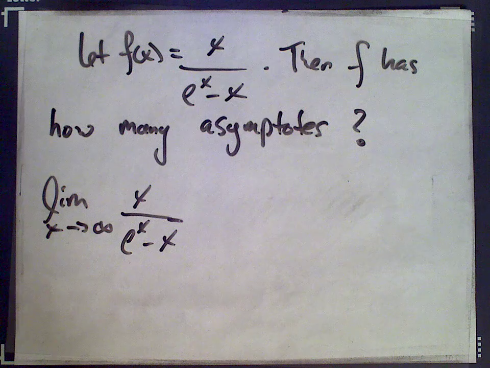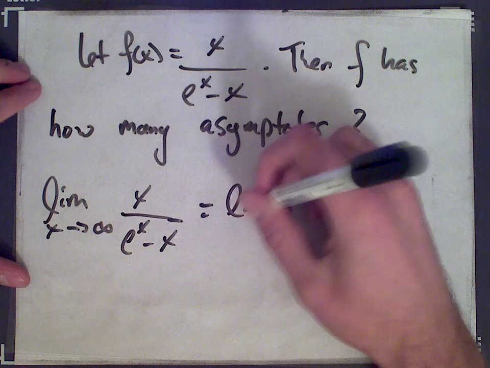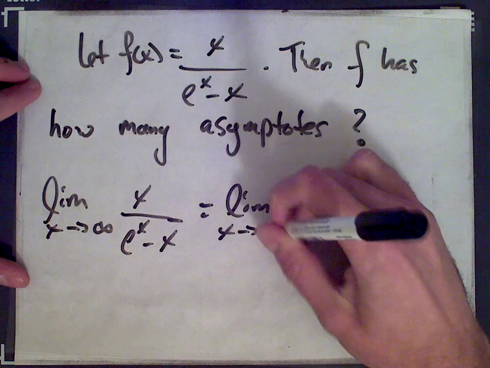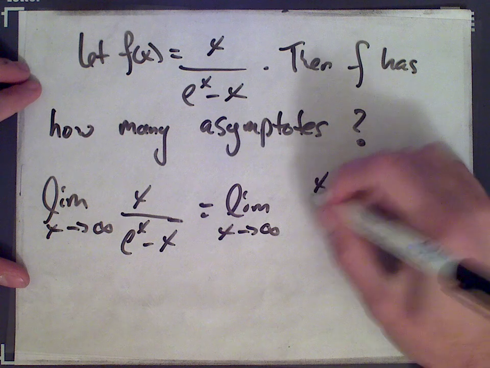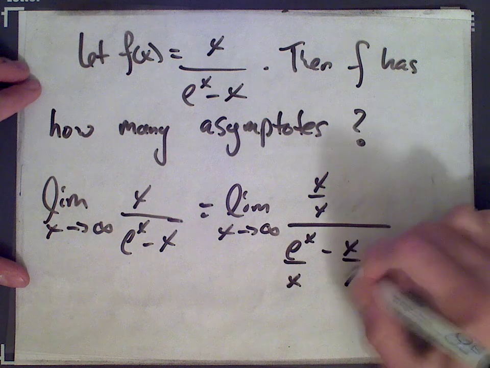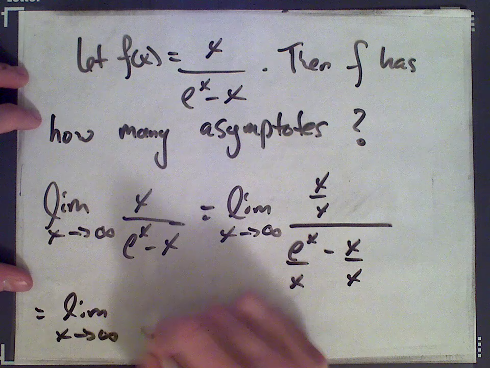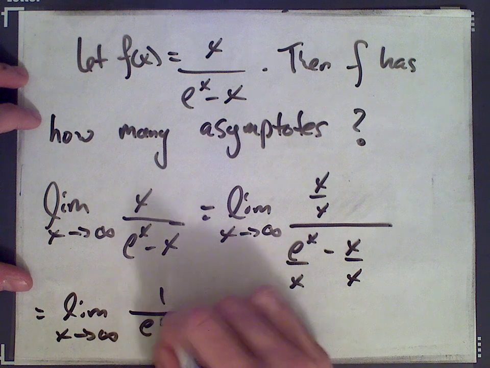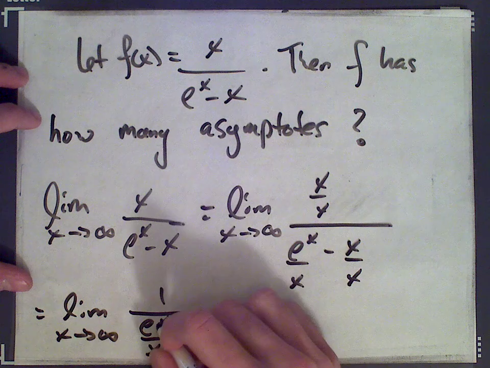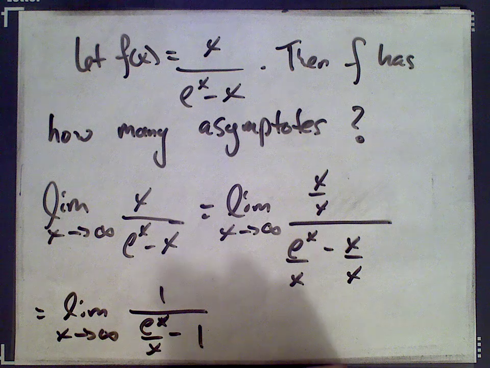What I'm going to do is the usual thing you would do with rational functions, so the quotient of polynomials, and divide the top and the bottom by the highest power of x. Sometimes that will help. So we get x over x on top, and e to the x over x minus x over x on bottom, which is the limit as x goes to infinity of 1 divided by e to the x over x minus 1. Okay, so now we have 1 over e to the x over x minus 1.